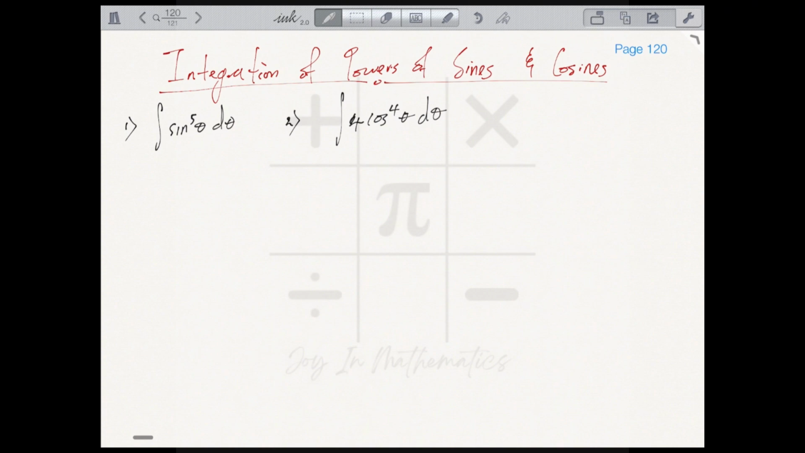We know that cos squared theta plus sine squared theta is equal to 1. And therefore sine squared theta is equal to 1 minus cos squared theta. And likewise, cos squared theta is equal to 1 minus sine squared theta.